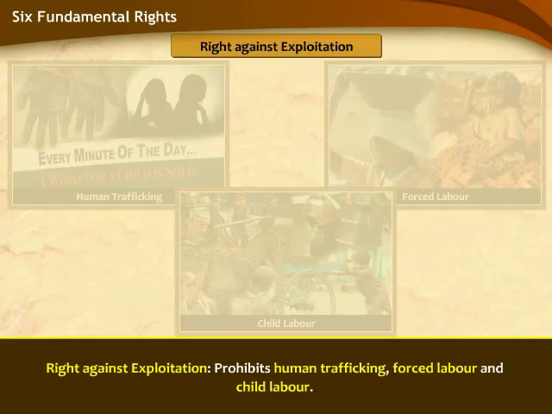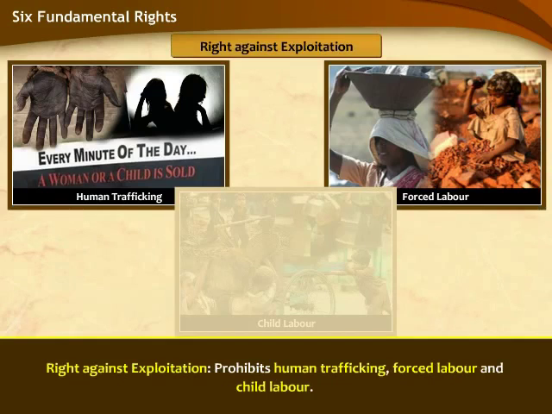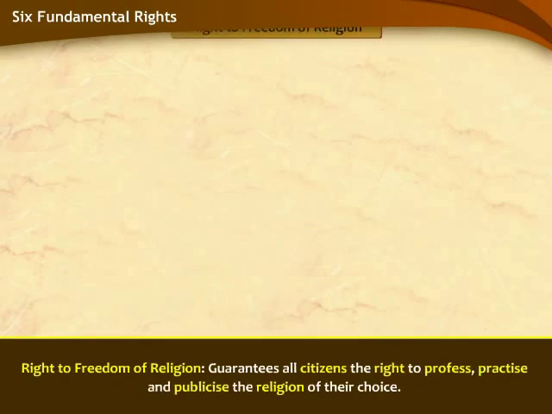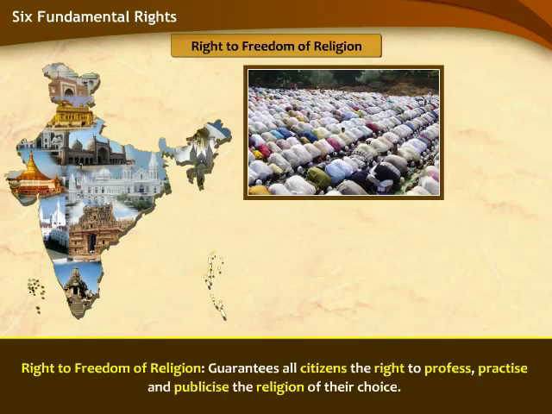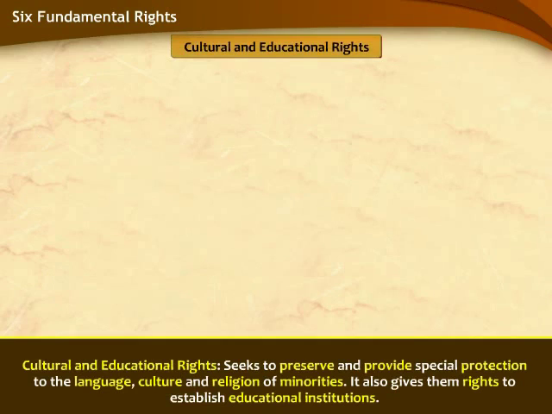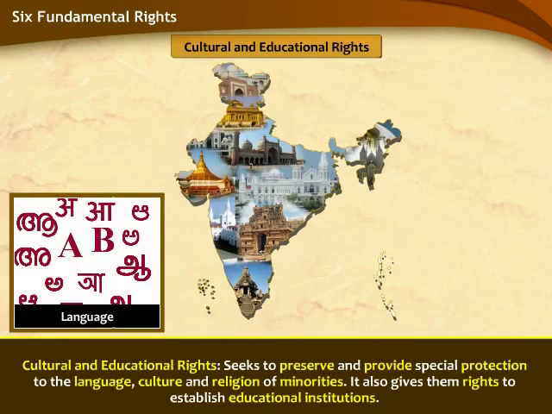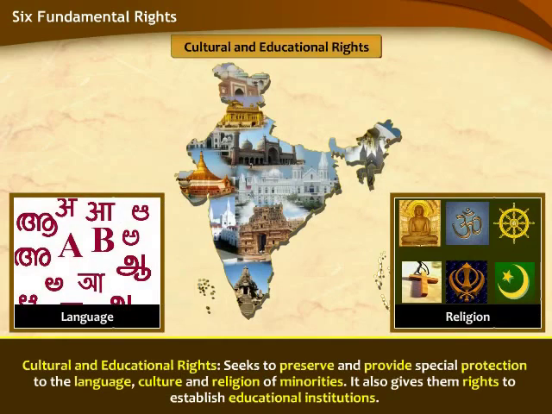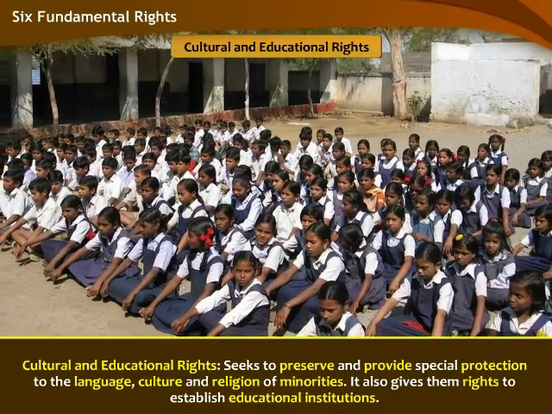The right against exploitation prohibits human trafficking, forced labor, and child labor. The right to freedom of religion guarantees all citizens the right to profess, practice, and publicize the religion of their choice. Cultural and educational rights aim to preserve and provide special protection to the language, culture, and religion of minorities. It also gives them rights to establish educational institutions.